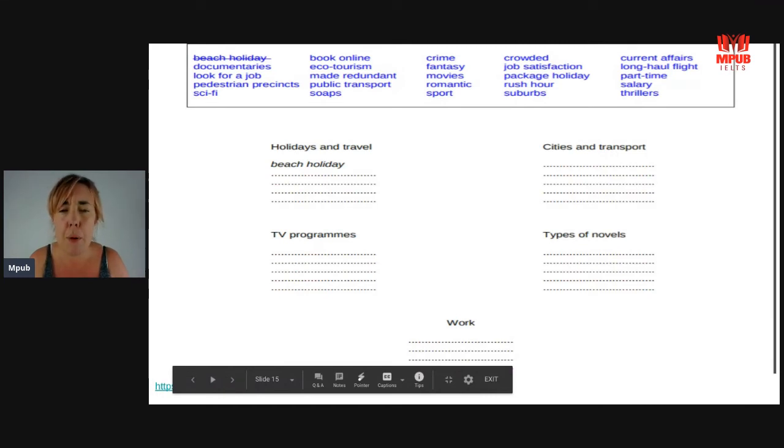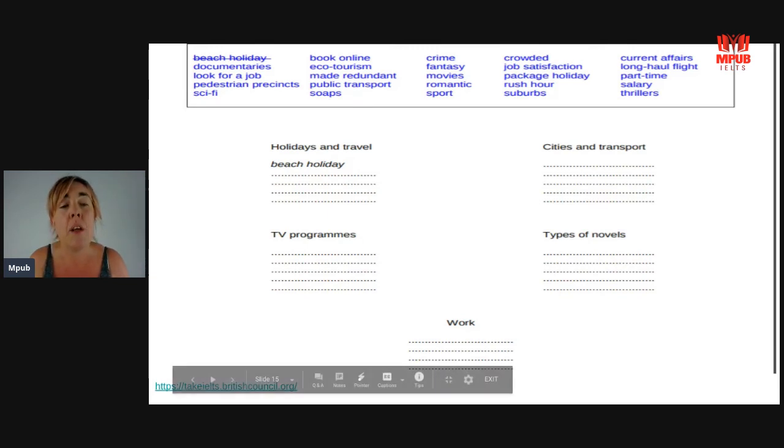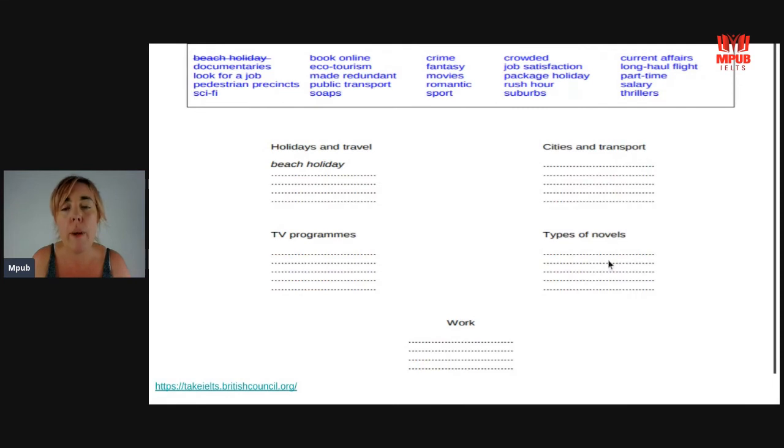Now, this is a little bit more difficult than the activity before. So I want you to spend about 6 minutes doing this activity. This activity was taken from this website at the bottom, okay? Okay. So spend 6 minutes now matching the words with the topic.